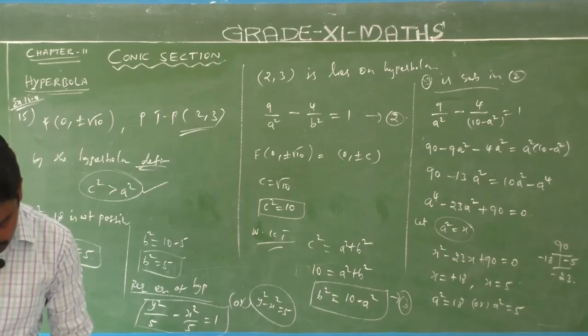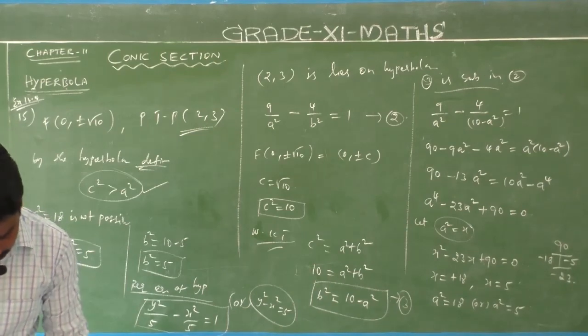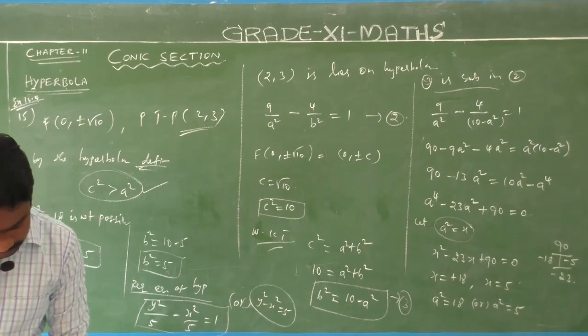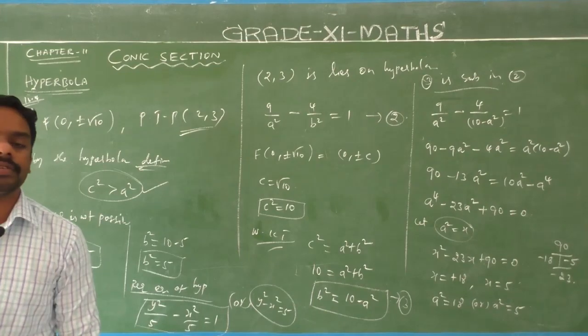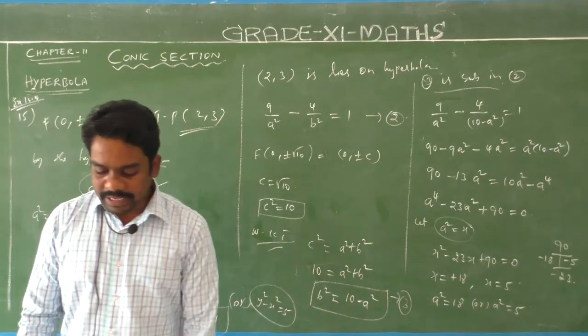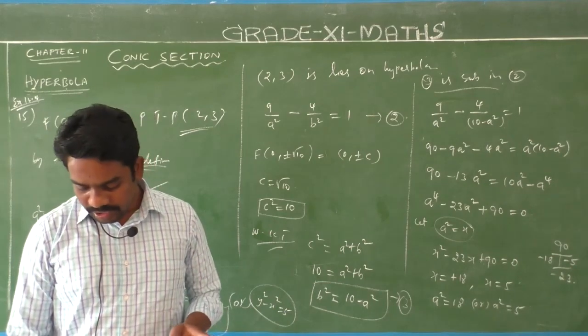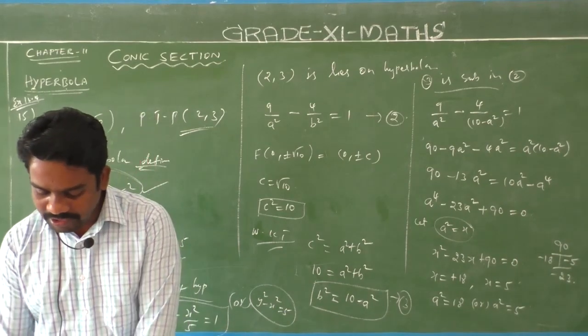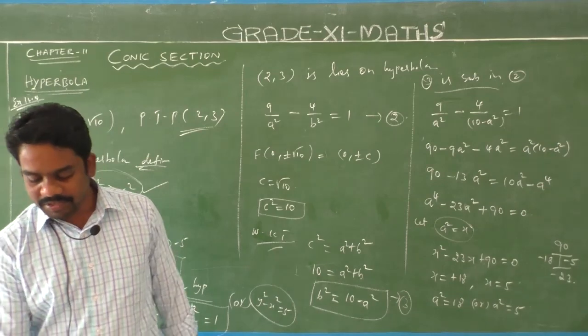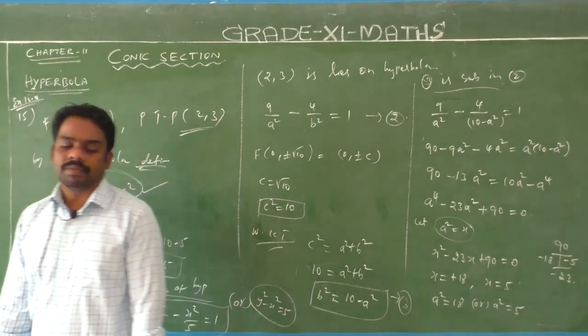Next, example 14 and example 15; example 16 is homework. So the four exercises are completed. The remaining miscellaneous examples and the miscellaneous exercise of chapter 11 will be in the next class. Okay, bye.